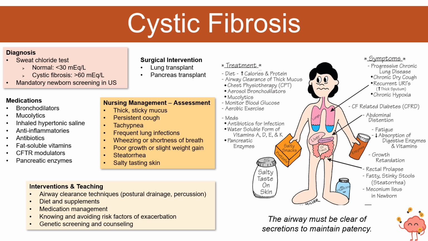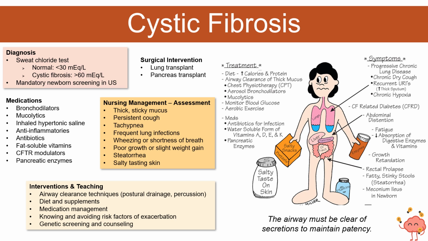All right, so medications. So we know what the problem is. There's a lot of mucus clogging everything. So we want bronchodilators to open up those airways, mucolytics to break down all of those secretions. We can do inhaled hypertonic saline. Again, we're trying to get rid of that thick mucus in there. Anti-inflammatories, antibiotics if they have infection, and fat-soluble vitamins.